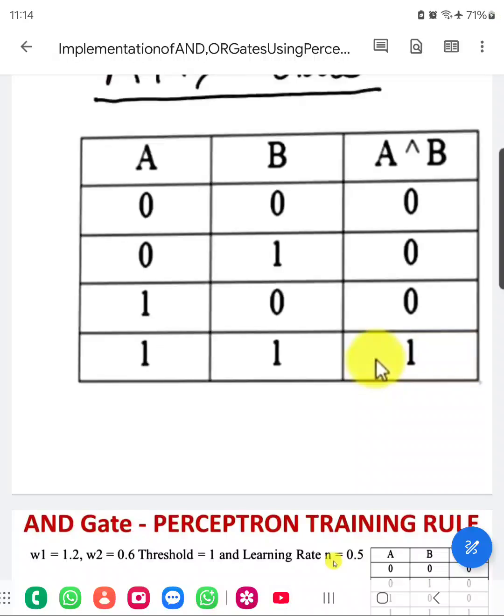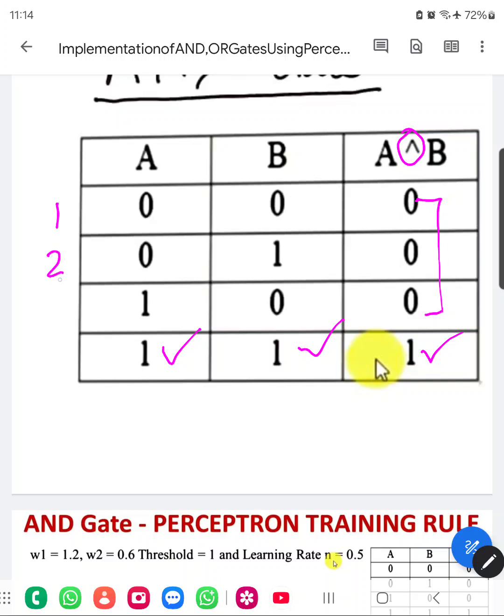So we will implement the perceptron training rule on this AND gate, where the inputs are A and B and the output is A AND B, which is the logical AND symbol. The output will be true, or 1, only when both the inputs A and B are 1. Only in this case the output will be 1. For all the cases when not both A and B are 1, the output would be 0.